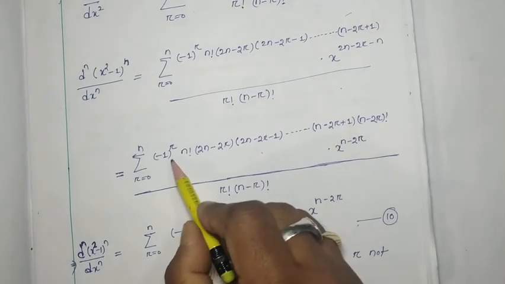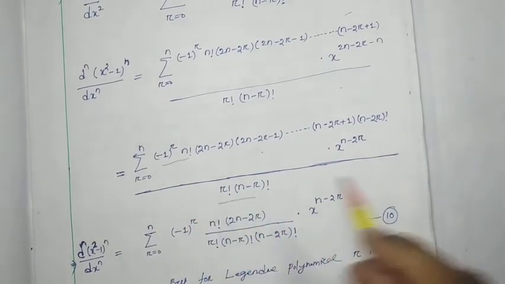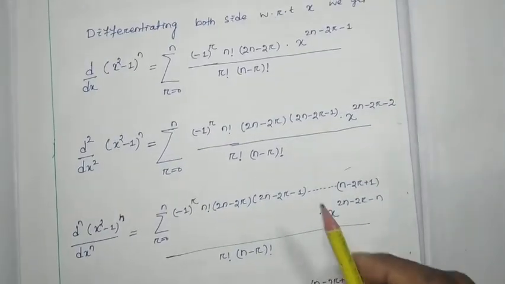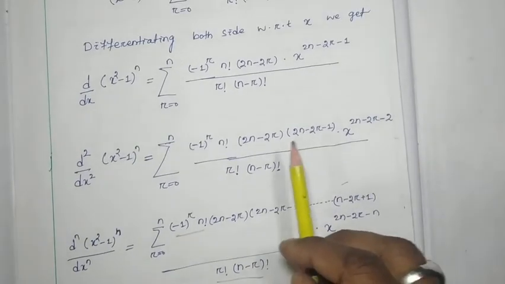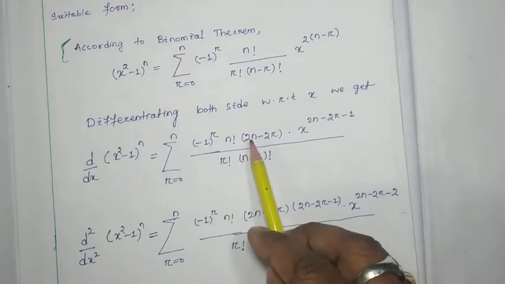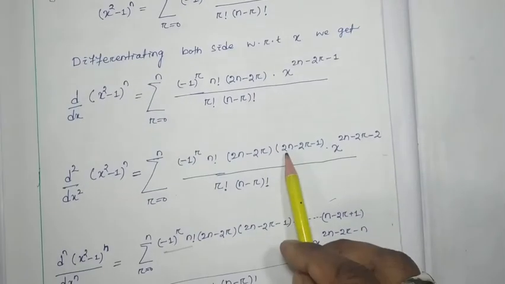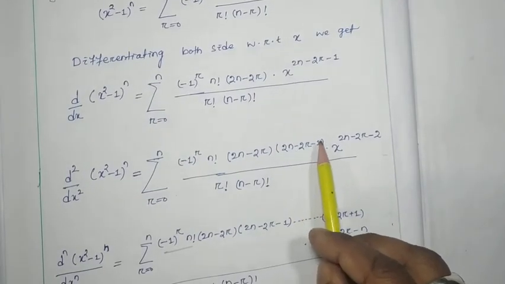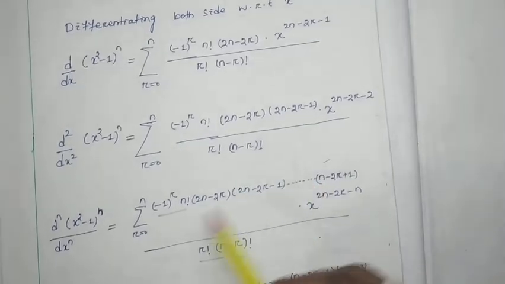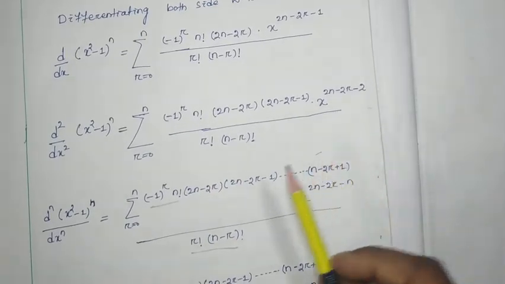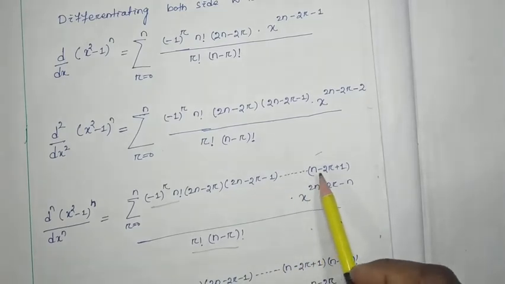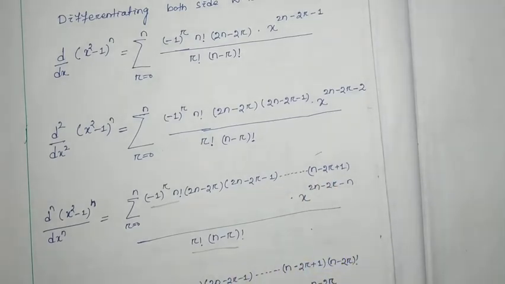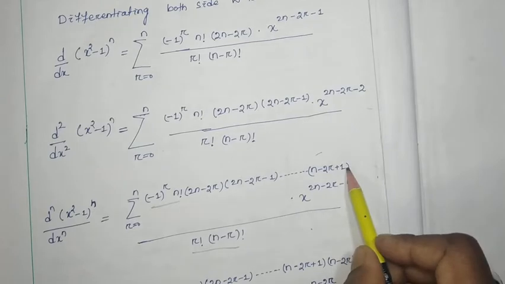Okay, these things will always be the same. You can see here, for the first derivative 2n minus 2r, for the second derivative 2n minus 2r minus 1, another term is added. For the nth derivative, how much will it be? It will be 2n minus 2r into 2n minus 2r minus 1 up to n minus 2r plus 1.